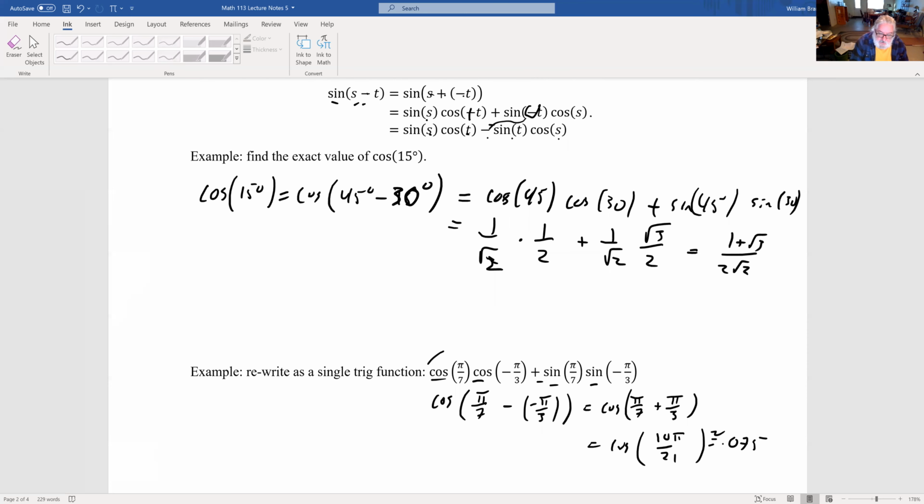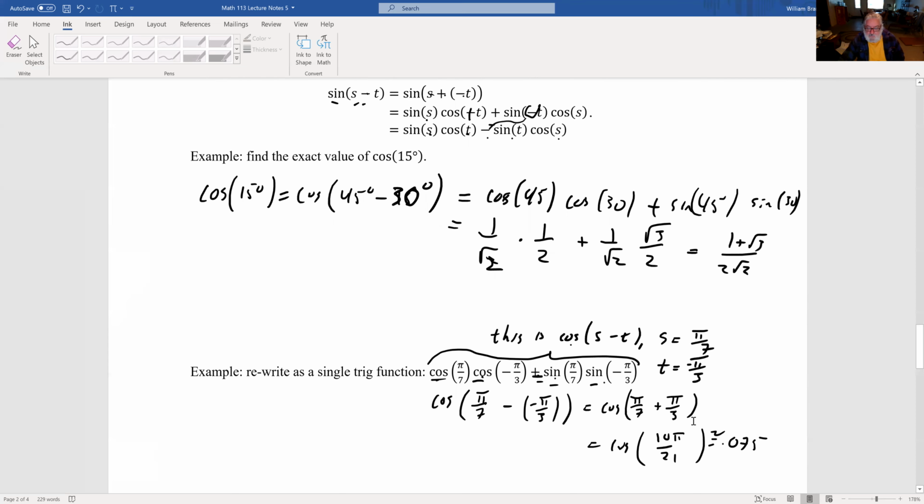So you have to recognize this as being cosine of s minus t. There's a plus sign, cosine, cosine, plus sine, sine. And that's what the formula for cosine of s minus t is. And they have s as pi over 7 and t as minus pi over 3. Right? And so you can condense that into one trig function.